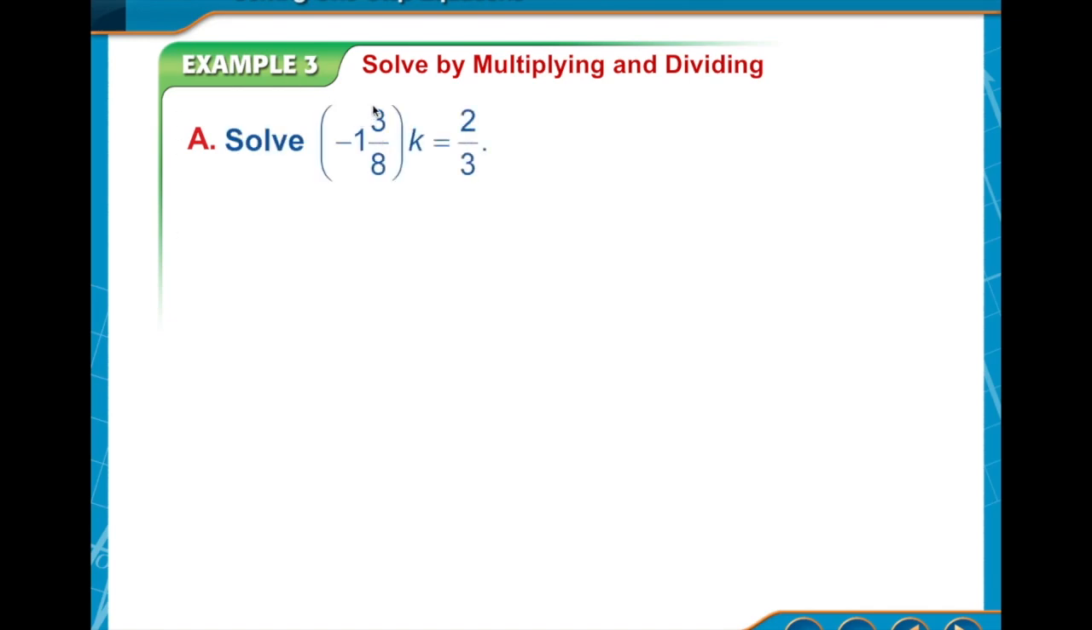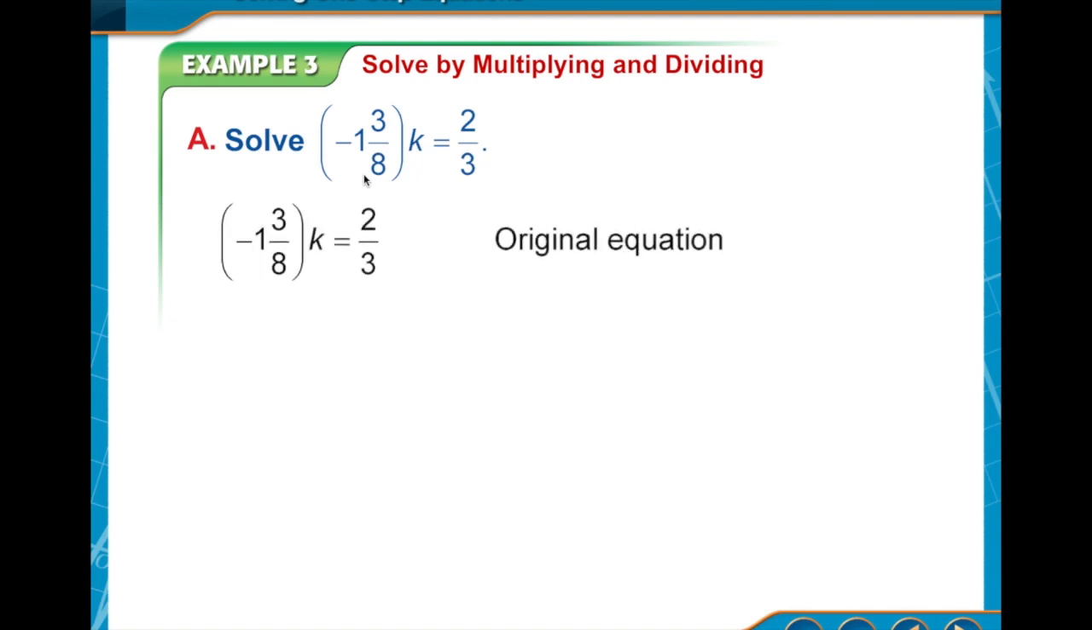So here we see our variable is k. It's tied by multiplication to this negative number here. So we need to get rid of this whole thing. The easiest way to get rid of this number, since it's tied by multiplication, is to do the opposite, which is division. So we got to divide away this number.